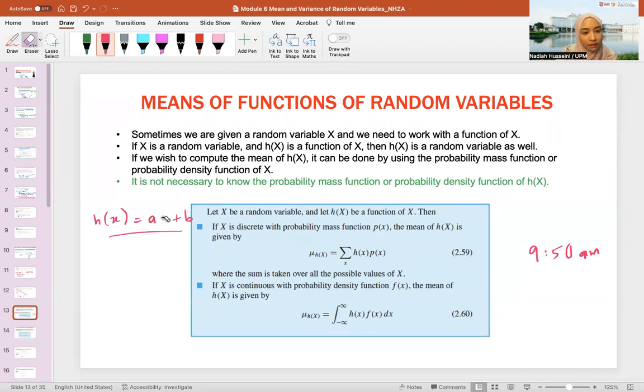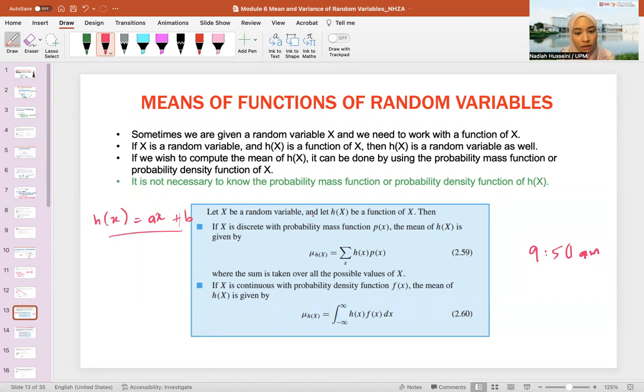And this is a legit function, and it is a function of the random variable x. I should write it like this. We know that this function is dependent on random variable x. Therefore, h(x) is a function of random variable x. It's just a normal function actually. So now that we know that h(x) is a function of a random variable, how do we find the mean for this function? This is what this slide is about.